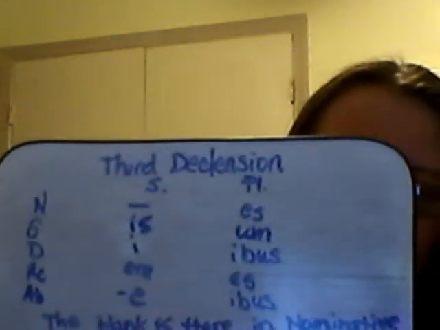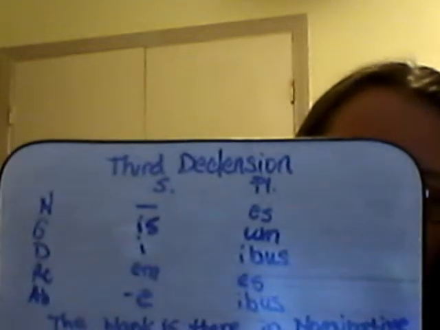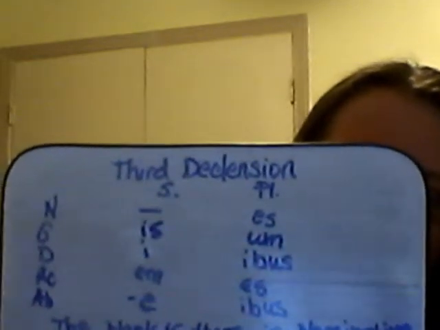Okay, this is Jenny's first year Latin, chapter 17. We're discussing third declension. We've had some of the words already, and so we're going to look at the endings for third declension. I've written on the whiteboard third declension endings. There's a blank in nominative because there is no pattern for what the nominative ending is.